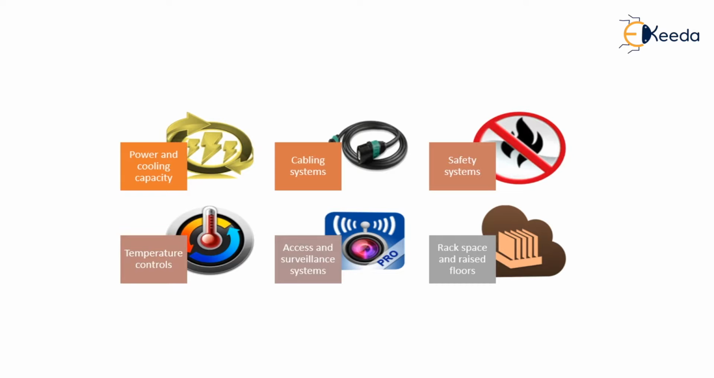And from the access and surveillance system point of view, good devices should be installed within a data center as well as the data center environment. So every activity happening within the total data center environment should be properly monitored, as well as rack space as well as raised floor.